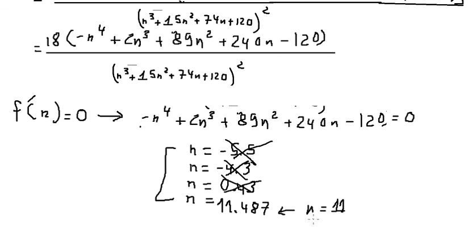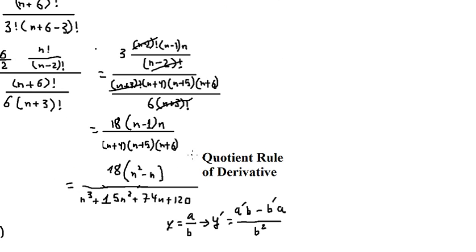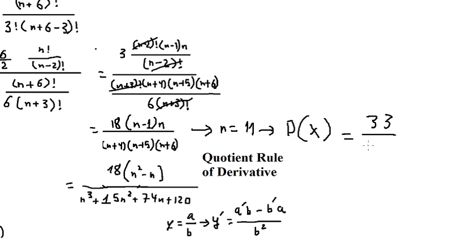So after we have n equals 11, we can put this number back into this function in here. And we have the possible maximum in here, equals 33 over 68.